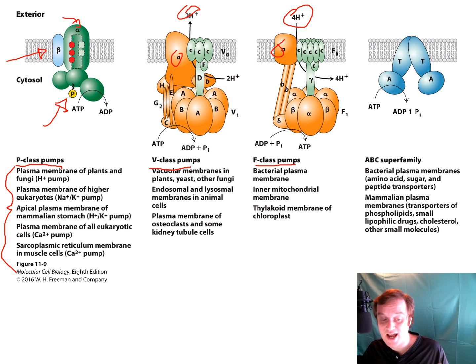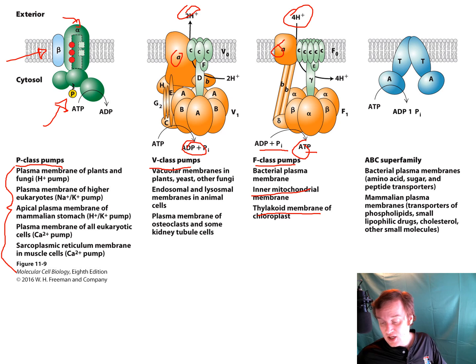The F-class pumps, excuse me, work in reverse, and they use energy in a proton concentration or this voltage gradient to drive ATP synthesis, and this generally happens in the mitochondria or the thylakoid membrane. As you can see here, this is kind of the reverse process where we are moving in the opposite direction, but we are creating ATP, while in the V-class pumps, we're breaking down ATP into ADP.